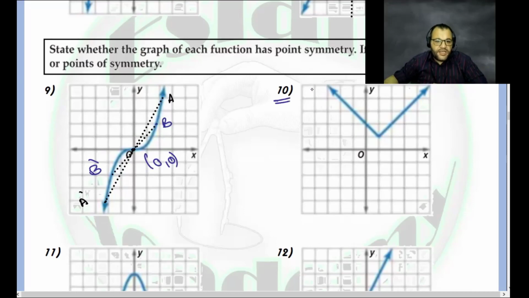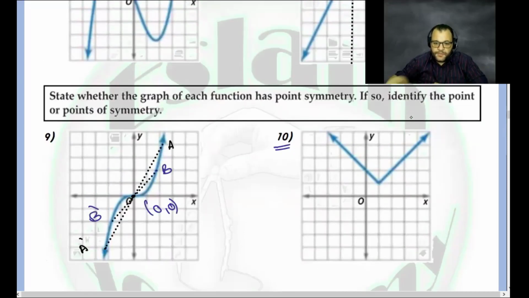For number 10, is there any point of symmetry for this one? No. There is no point of symmetry. Why is there no point of symmetry? Because if I choose any point, suppose I choose a point here, and I say this point is a point of symmetry, suppose that when I draw from the point, this point is called A.